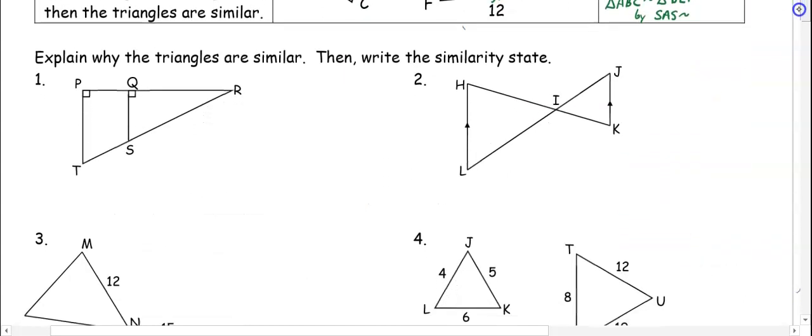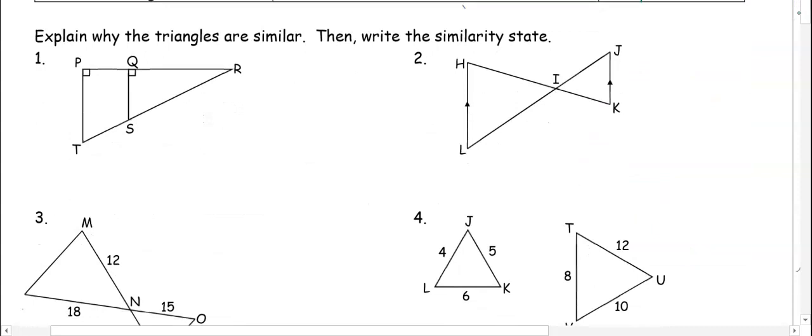So let's look below and see why these triangles are similar and then write similarity statements. So in number 1, we see that we have a larger triangle and then a smaller triangle inside. So the larger triangle is PRT and the smaller triangle inside is QRS.